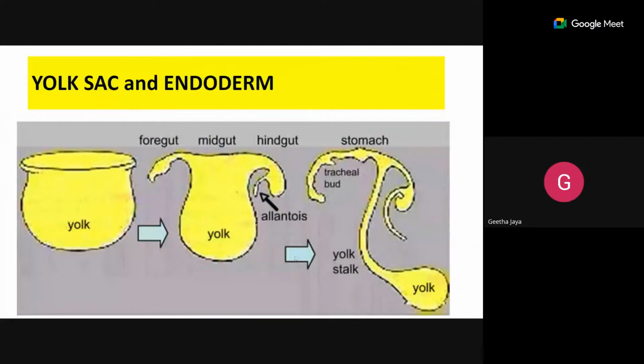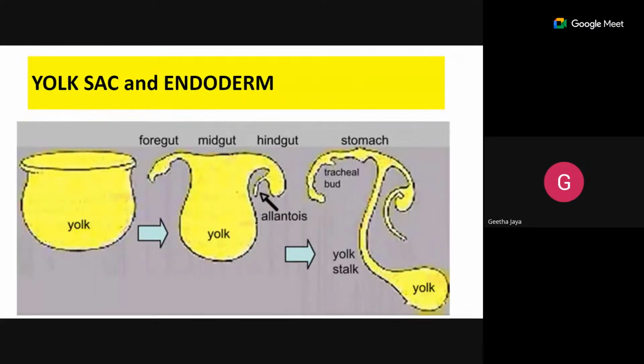Now, this was the initial yolk sac. Because of the head fold, you have the foregut. The derivatives of the foregut are the pharynx, the esophagus, then the respiratory tract, then the stomach, and half of the duodenum. From the midgut, I have the rest of the duodenum, jejunum, ileum. Then comes the cecum, appendix, ascending colon, and right two-thirds of the transverse colon.